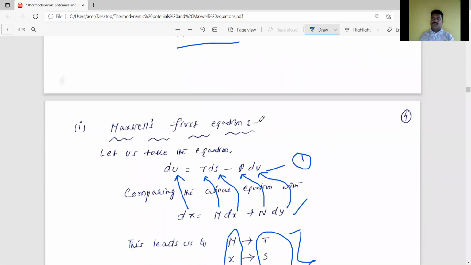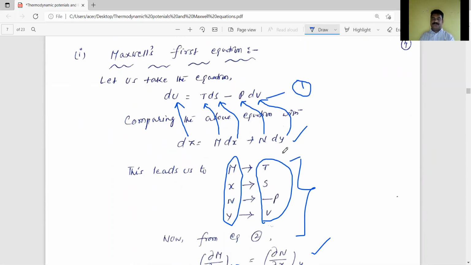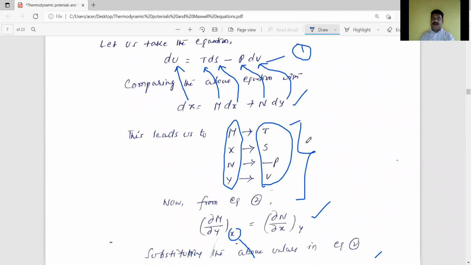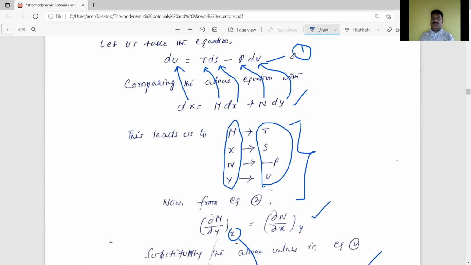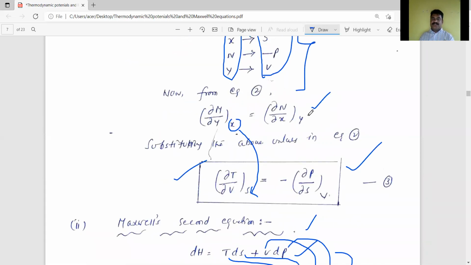So what you have to do first is take two equations: dz equals M dx plus N dy, and after that ∂M/∂y at constant x equals ∂N/∂x at constant y. Every thermodynamic potential equation should be compared with this equation. After comparing, the variables should be replaced with these variables in the equation below. Then you can get the Maxwell equation.